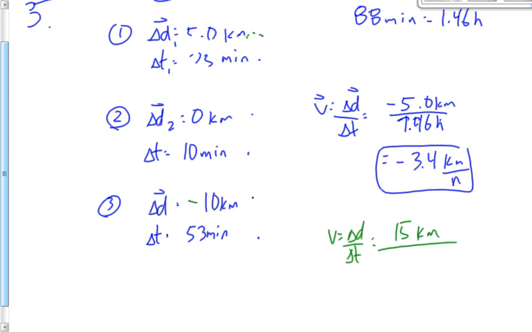Good question. I'll check that in just a second. I don't have that on my sheet here, but I'll check that in just a second. So we've got a time here that's still the same, 1.46 hours. 15 divided by 1.46 gave me 10.2. We're going to round that to 2 digits, or 10 kilometers per hour. Good.